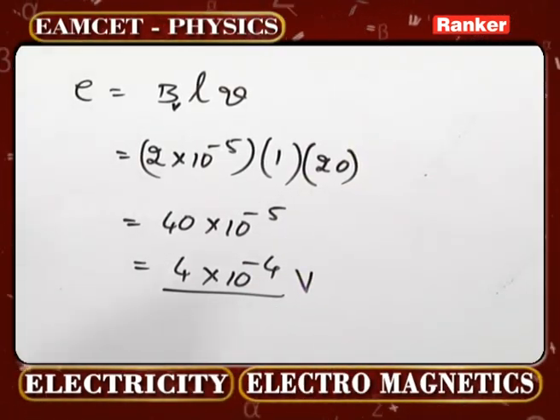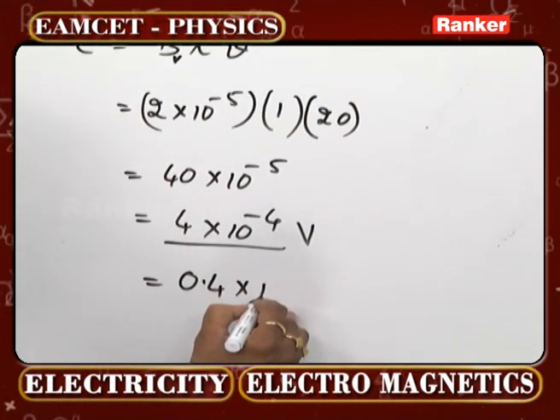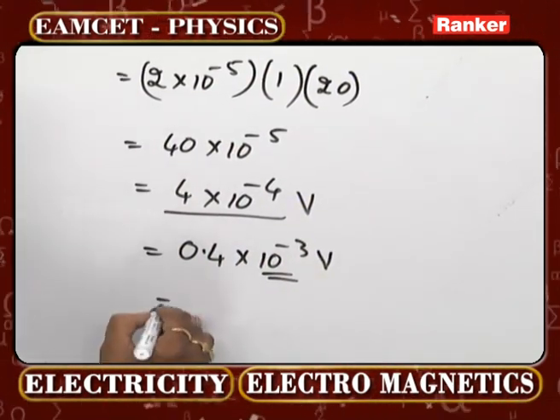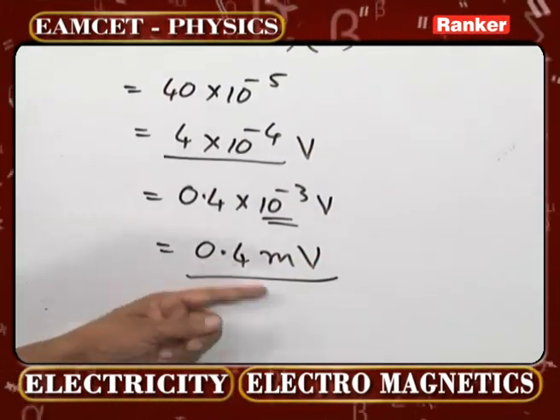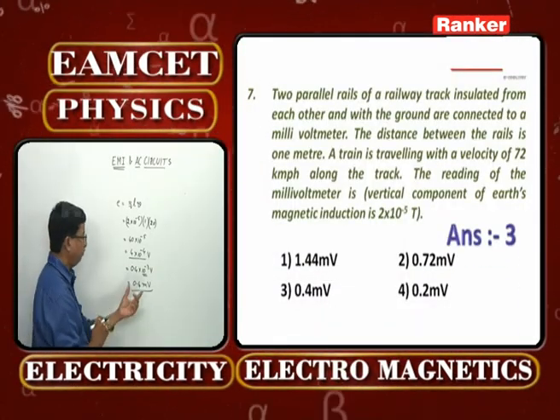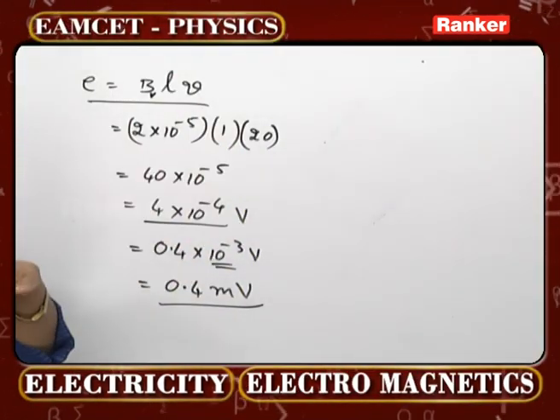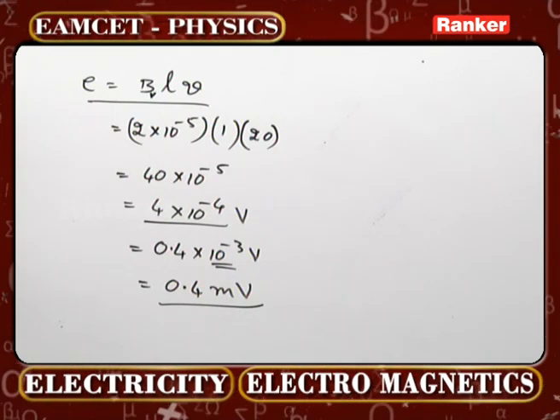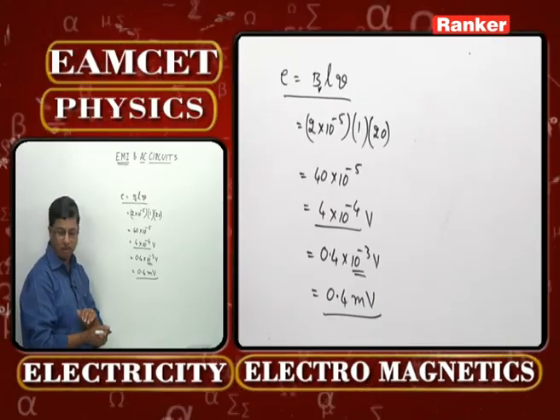So what are the values he has given you? You see there. This can now be rewritten as 0.4 × 10^-3 volt. 10^-3 again is called milli. Therefore, 0.4 millivolt if I write, that tallies with the third option for this particular question number 7. So, this is what is called motional EMF in the case of a train passing on the rails which are separated by a distance of 1 meter, and across which a millivoltmeter has been connected.